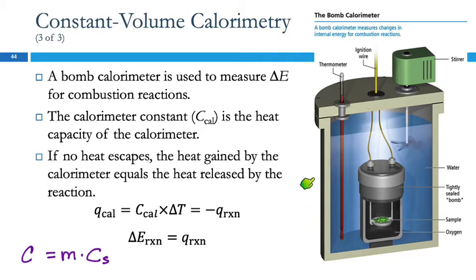When you're doing a reaction in a bomb calorimeter, the mass of the calorimeter is always the same, and the specific heat capacity of the calorimeter is always the same. And so we just combine them and use the heat capacity of the calorimeter. And so that's why there's no M in this equation. The M is hiding with C_s in this heat capacity. So the heat for the calorimeter is the heat capacity times its change in temperature. That is equal to Q reaction, opposite in sign. And delta E for the reaction is equal to Q reaction.